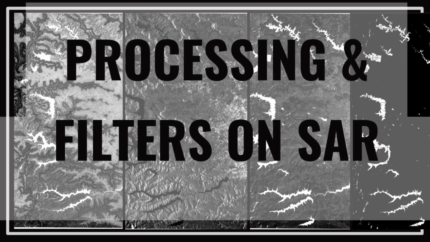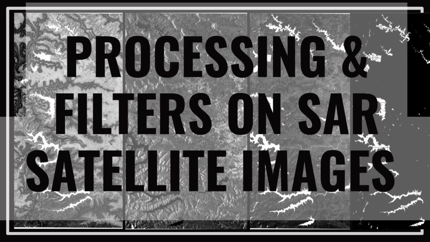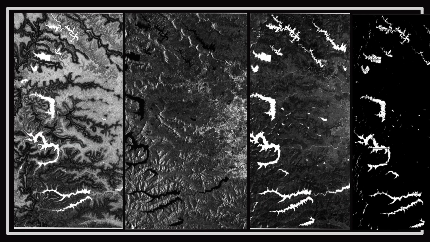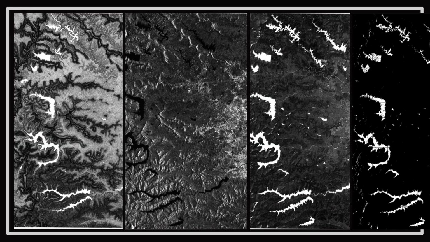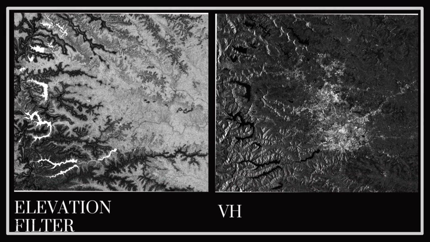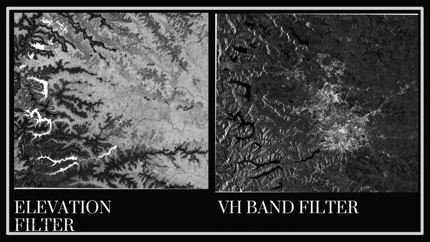This is our processing and the filters we applied on the SAR satellite images. These are the different filters, such as the digital elevation model, the dB ratio, and the VH and VV ratio, which are the vertical-horizontal and vertical-vertical polarizations used by SAR satellites. And then we see our final product that is detecting all the water bodies and removing the rest of the materials. The water bodies are present in all white.